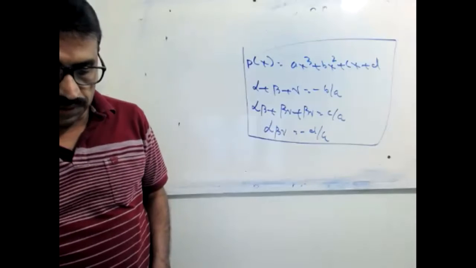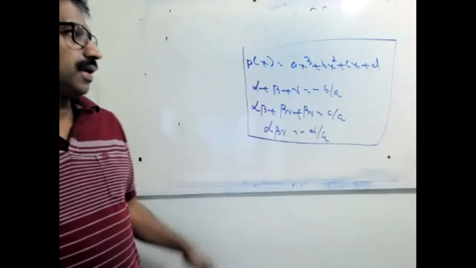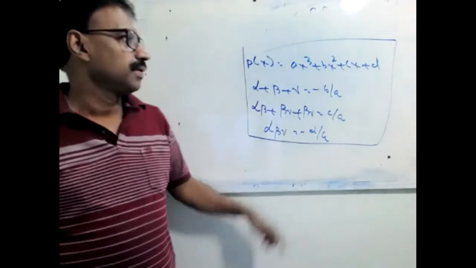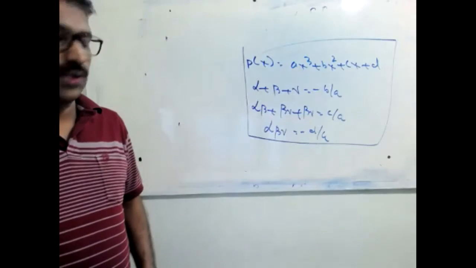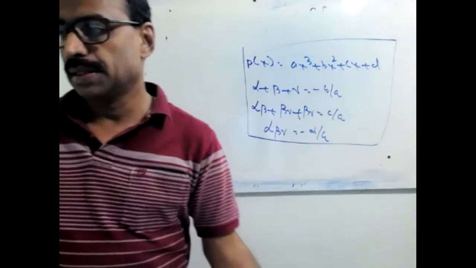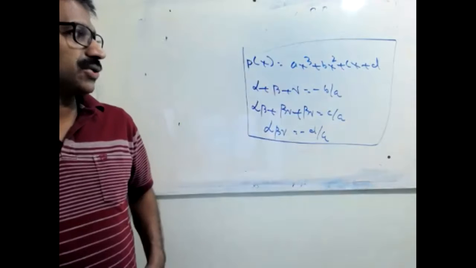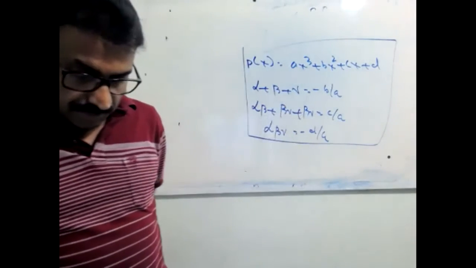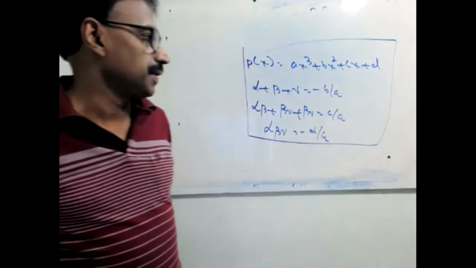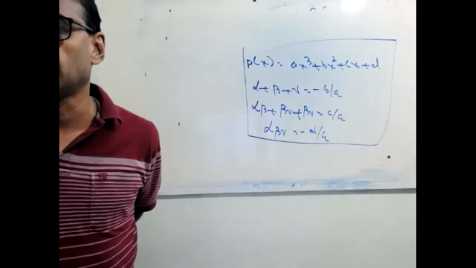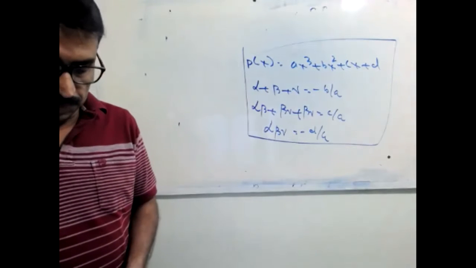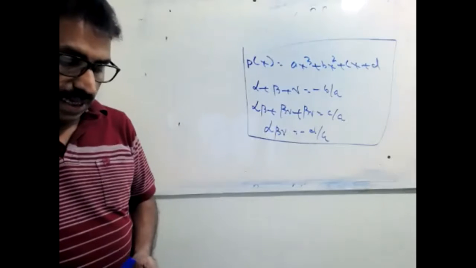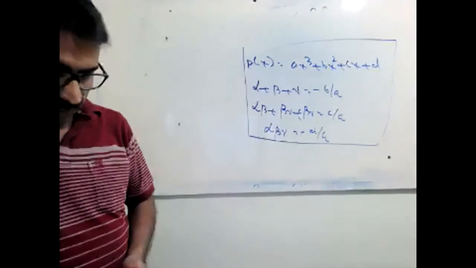Alpha, beta, gamma are the zeros of ax cube plus bx square plus cx plus d. Then alpha plus beta plus gamma equals minus b by a. Then alpha beta plus beta gamma plus gamma alpha equals c by a.